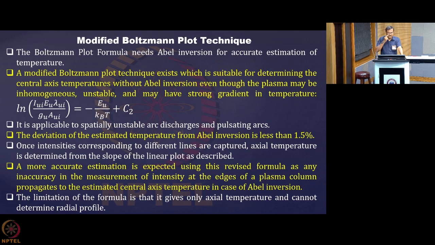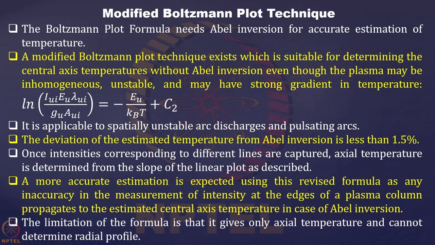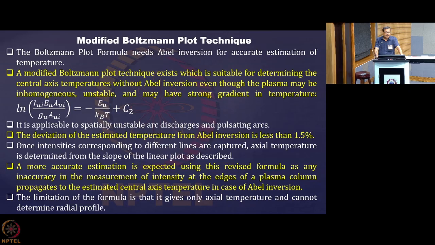And I conclude by saying that if you are interested only in the axial distribution of temperature, in that case a modified Boltzmann plot technique exists, which is suitable even for a bit unstable discharges, the discharges which have a bit of instabilities, and then also this works. And without Abel inversion, this makes the method much simpler. So you can use this when you are interested only in the axial temperature distribution.